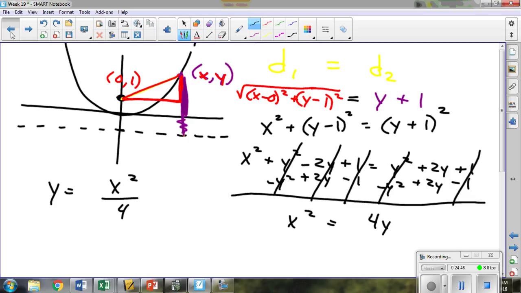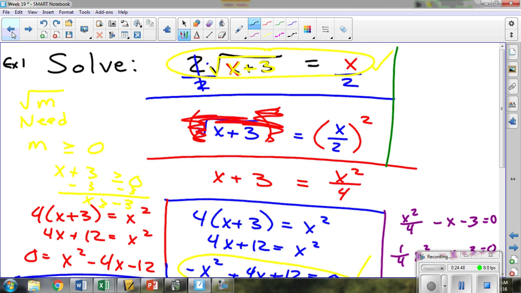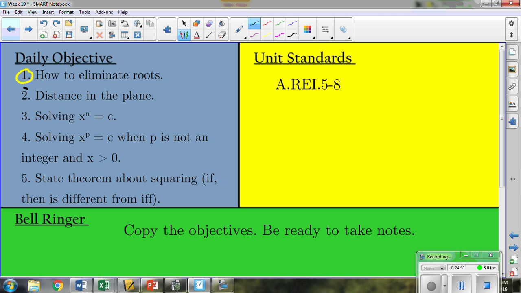At this point, we'll stop the video at 25 minutes and observe that was basically this one objective: being able to apply the distance formula in the plane.